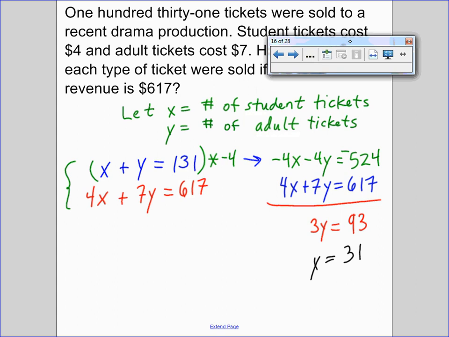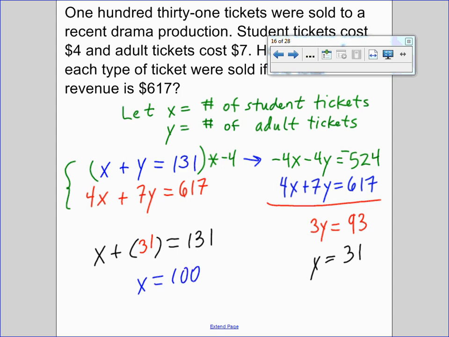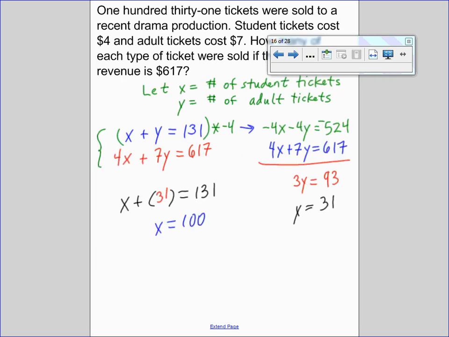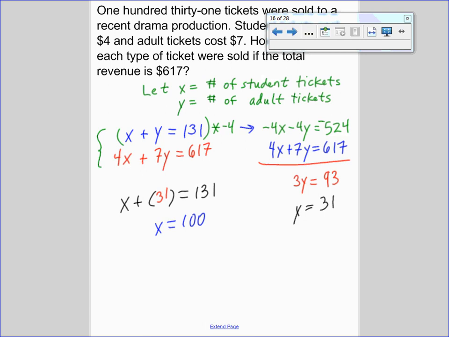Where can I go to figure out the number of student tickets? Either equation. If you have your choice, which equation would you rather use? Aaron? The top one. The top one looks a lot easier to use than the bottom one. So I'll rewrite the top one. x plus y equals 131. We saw that y is 31. So it looks like x must be 100 tickets. So what have we found at the end of the day? It looks like 100 student tickets were sold and 31 adult tickets were sold.